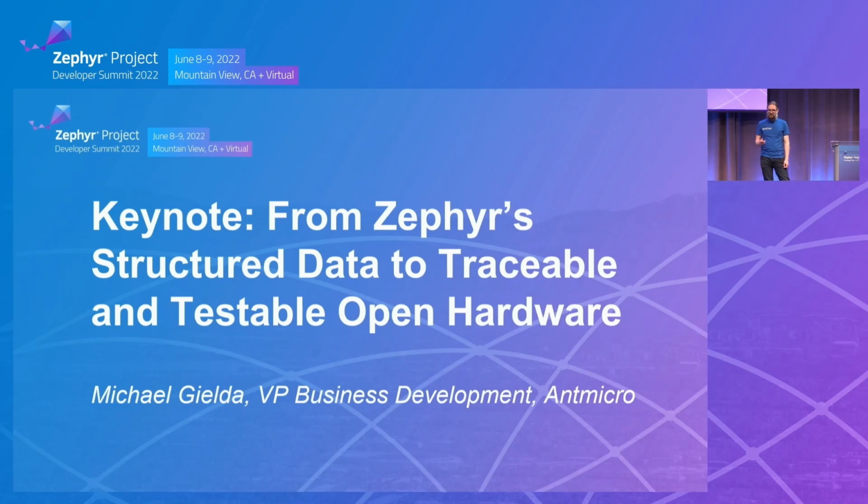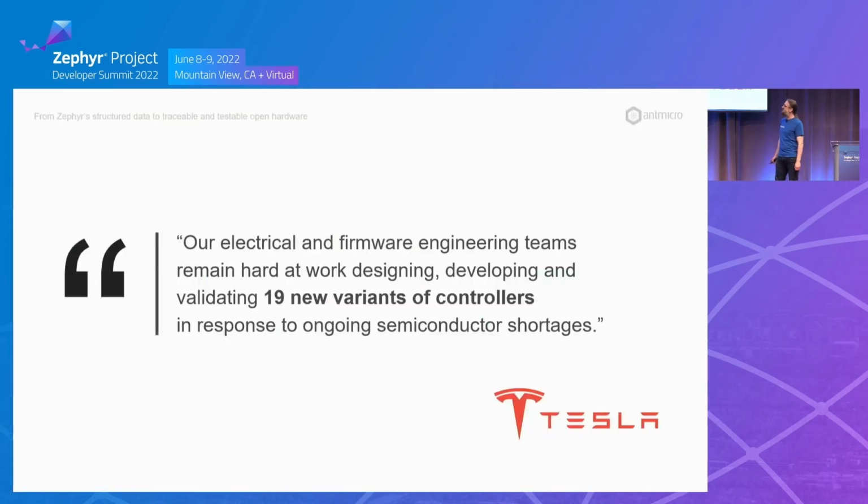And I wanted to open up with a quote. That's a quote from Tesla. "Our electrical and thermal engineering teams remain hard at work designing, developing, and validating 19 new variants of controllers in response to ongoing semiconductor shortage." I think it's a very powerful quote. I mean, of course, it's a brag as well, but it also highlights a real problem that everyone's facing.